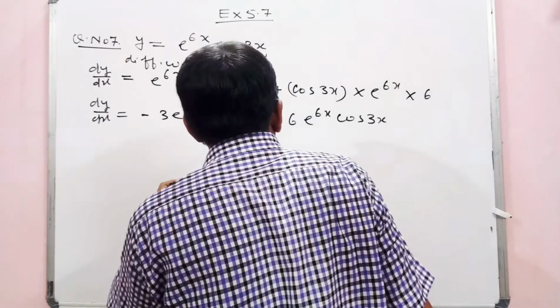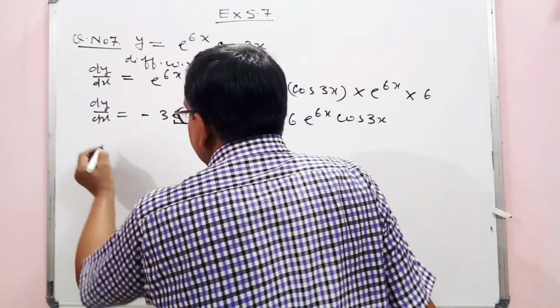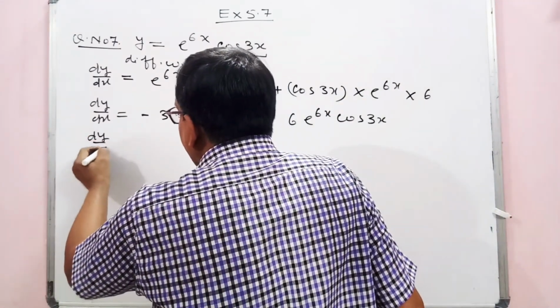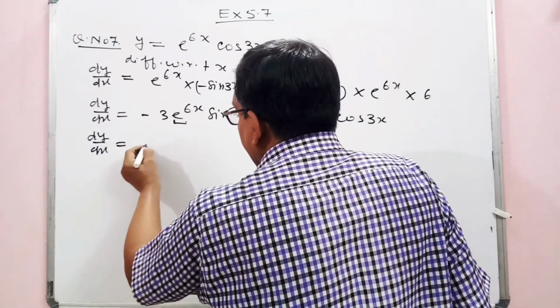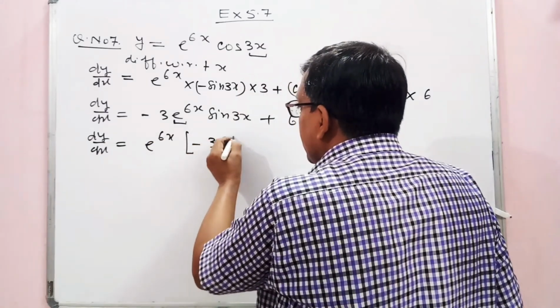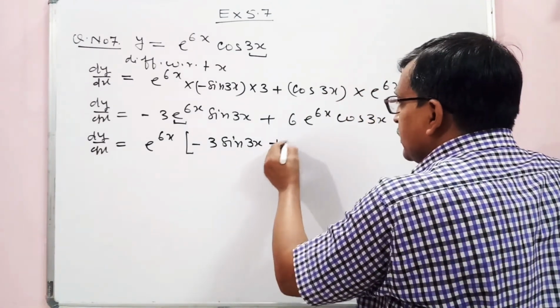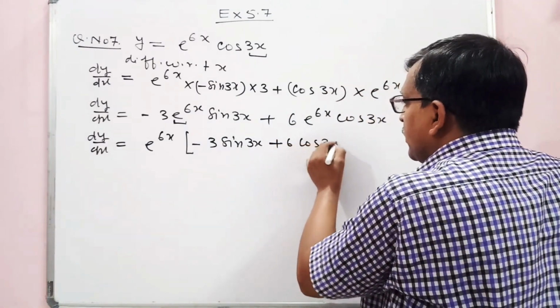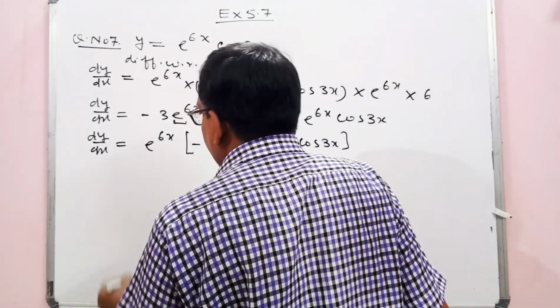Now you take e raised to power 6x common, dy/dx, and write here e raised to power 6x times (minus 3 sin 3x plus 6 cos 3x). Now again you do the differential with respect to x.